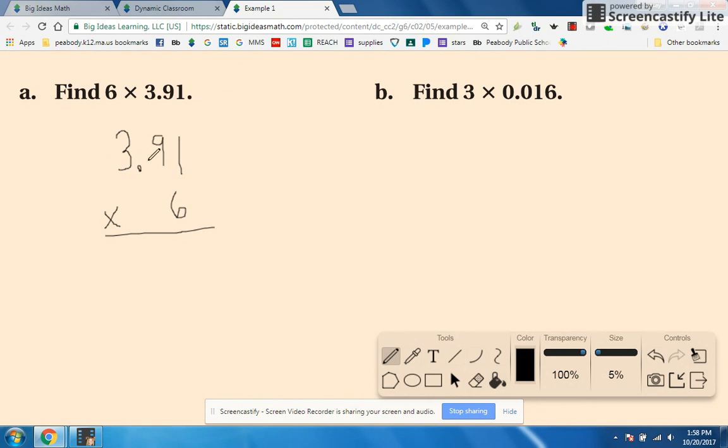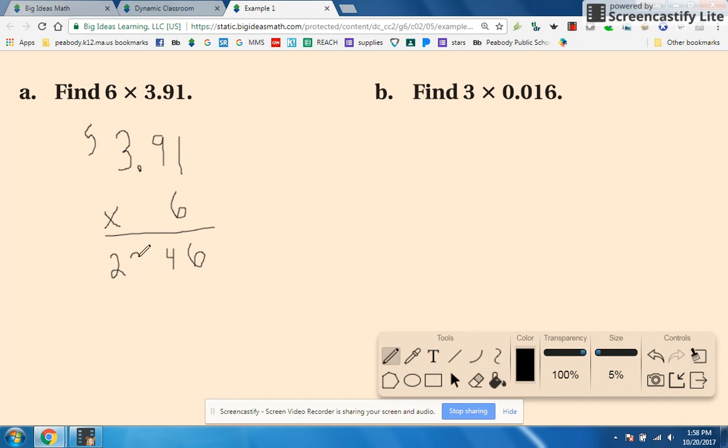So basically I just pretend the decimal's not even there. So I'm just pretending that this is 391 times 6. So 6 times 1 is 6. 6 times 9 is 54. So put the 4, carry the 5. 6 times 3 is 18, plus 5 is 23.